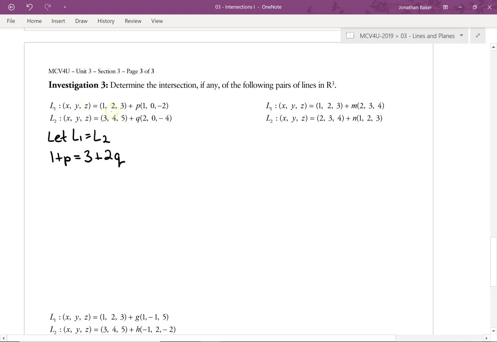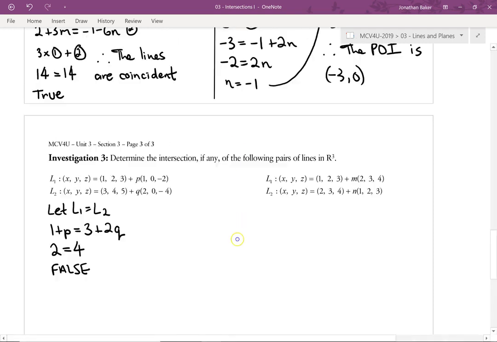Then we're going to equate the y's. So we're going to have 2 plus 0p. So 2 is equal to, and here y will be 4 plus, notice how we have a 0 here as well, so this is going to be 4. And right away, for this one, we can see that we got something that's false. As soon as you do this, if it breaks down at this point and you get something that's false, what this means is that you've already found that these two lines do not intersect.